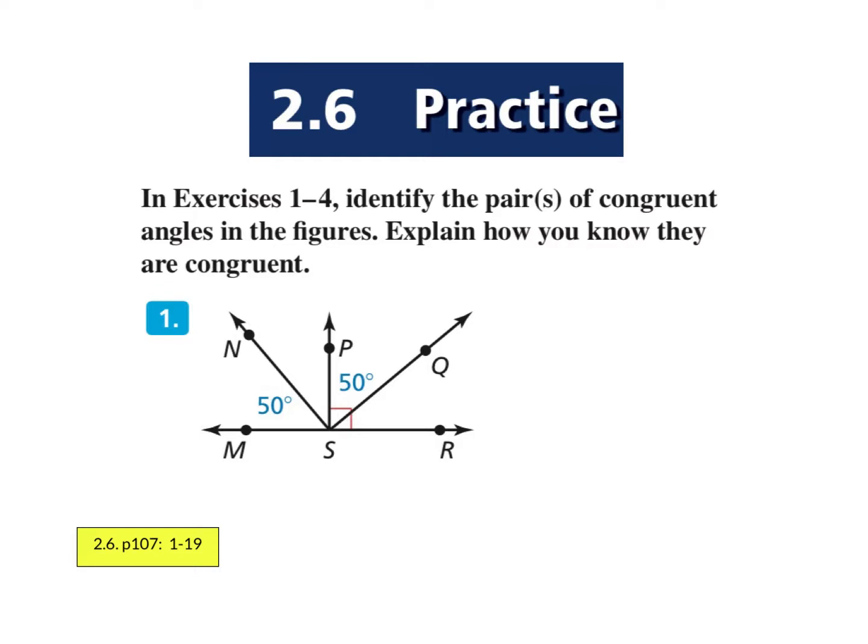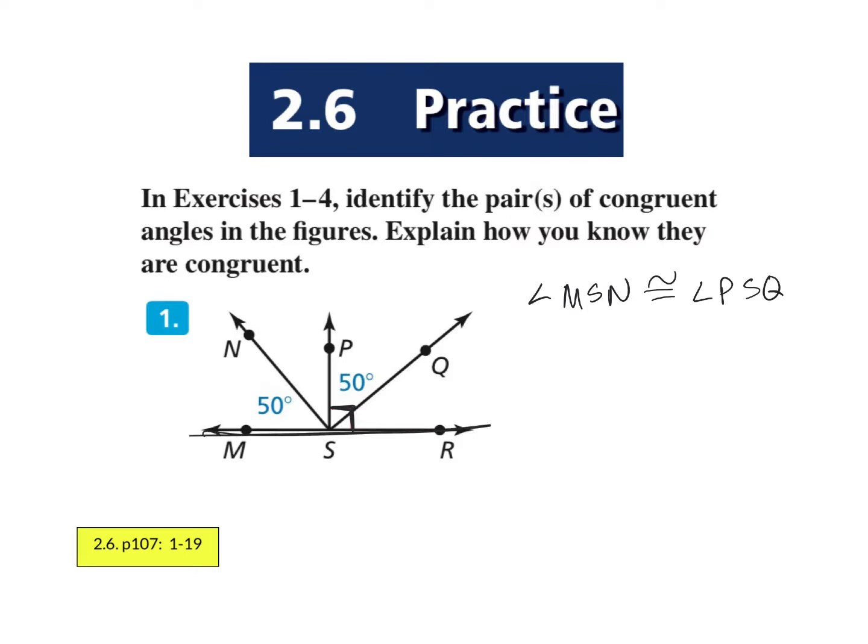So angle MSN is congruent to angle PSQ because they are equal. So angles are equal, so therefore they are congruent. Definition of congruent angles. All right, and then we have this 90-degree mark here, and we have a straight line.